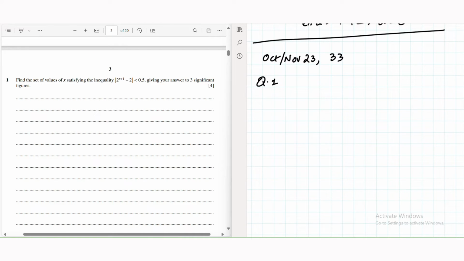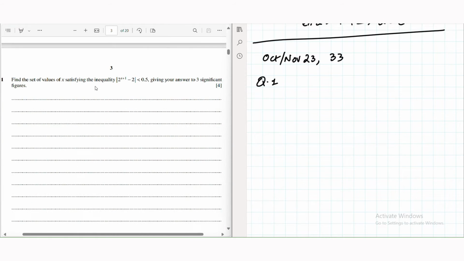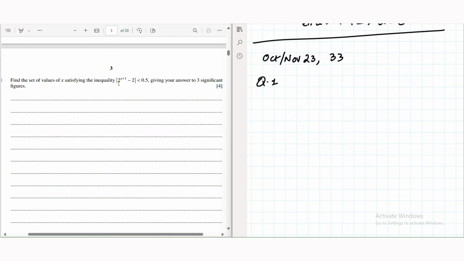All right. So the next question is from October-November 2023, variant 3.3. Although this looks like a mod question, and partly it is, we can solve it with the last few steps being based on solving the exponential equation. So some part would be mod, some part would be that. Now, find the set of values of x satisfying the inequality: the modulus of 2 raised to power x plus 1 minus 2 is less than 0.5.